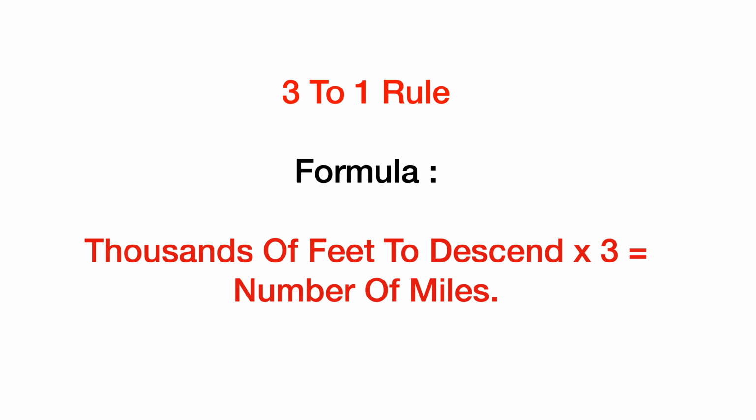The formula is easy. Thousands of feet to descend times 3 equals the number of miles before the fix that you need to cross. So for instance, in our last example, we had to start a descent at 18 miles. So again, thousands of feet times 3 gives you the number of miles to start your descent.